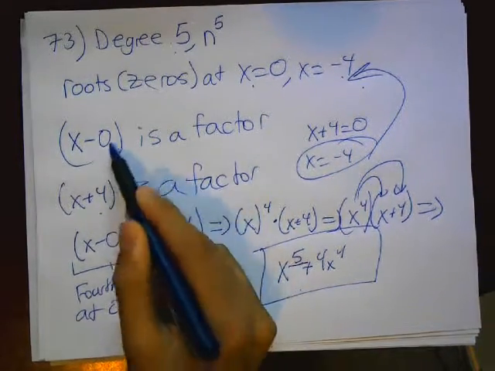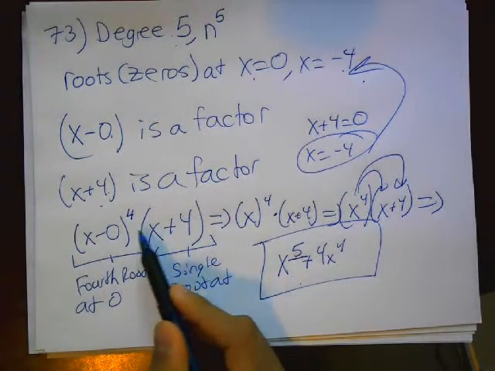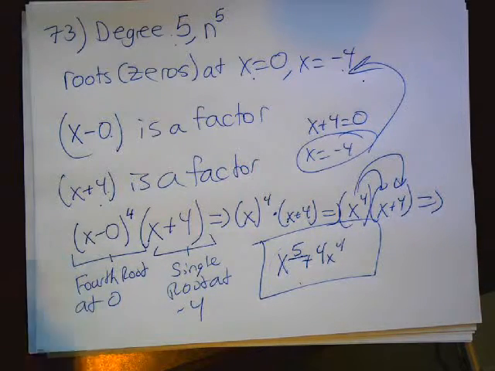And again, the way I did this is I wrote the factors. I said I want to make one of them a 4th root, because then x to the 4th times x to the 1st power will give me x to the 5th.